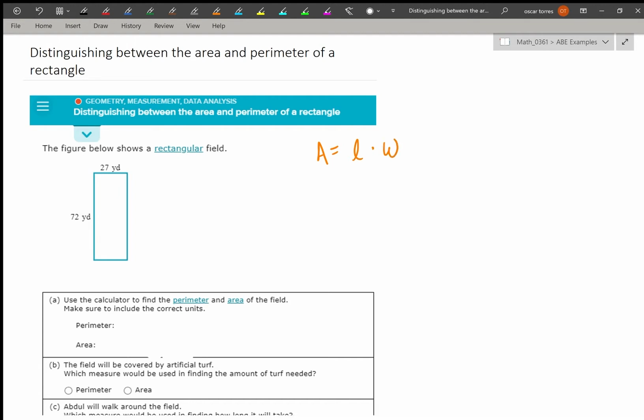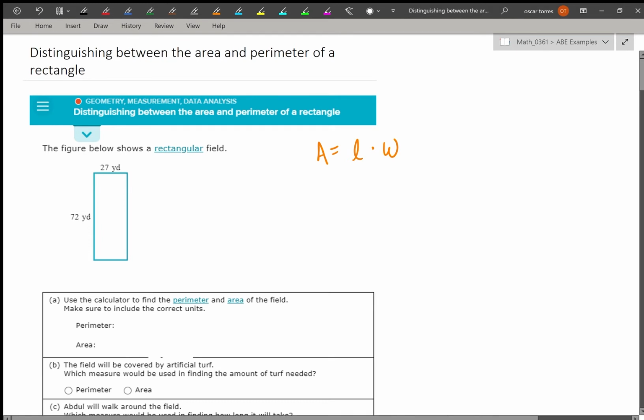On the other hand, you can think of perimeter as being the distance around the edge of a figure, in this case, the distance around these sides of this rectangle. And the proper formula for perimeter of a rectangle is 2 times the length plus 2 times the width.